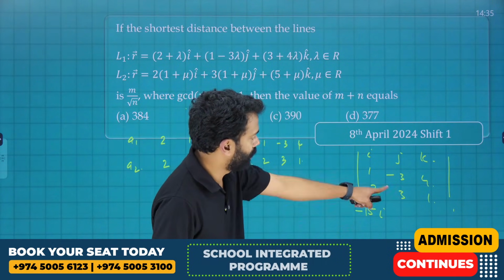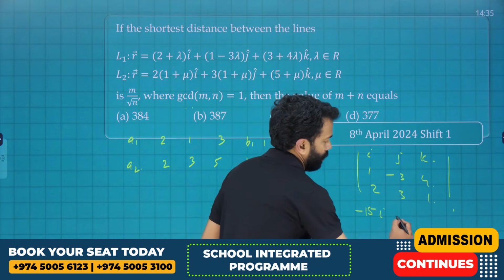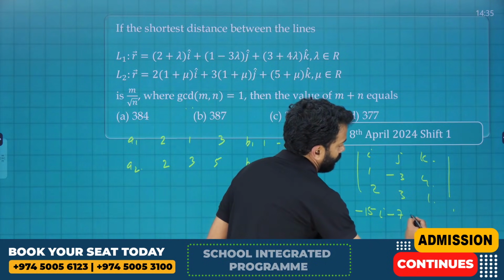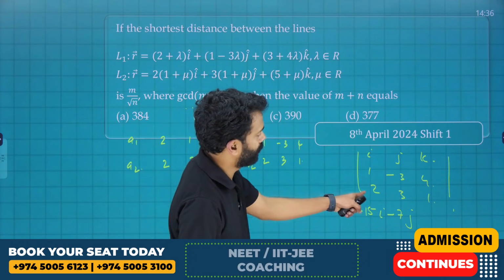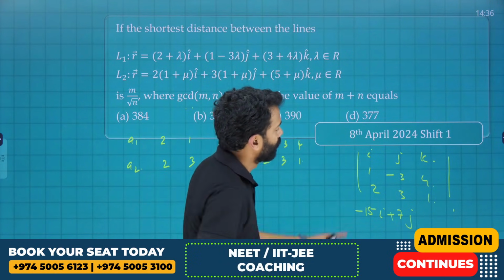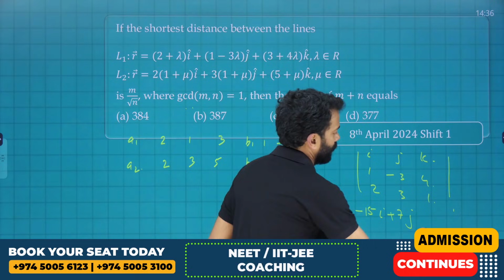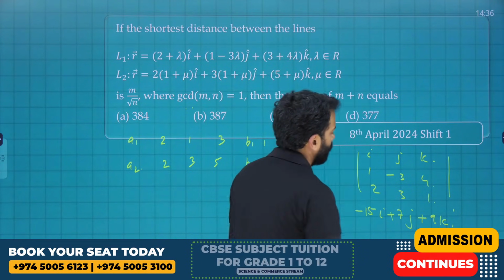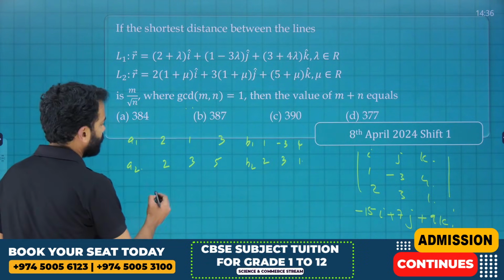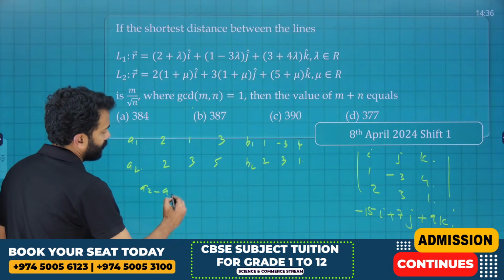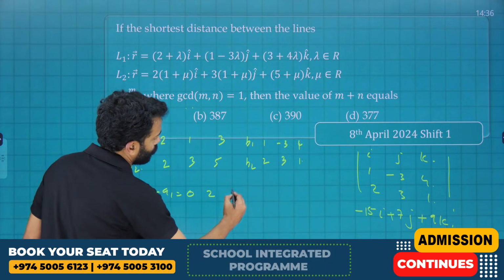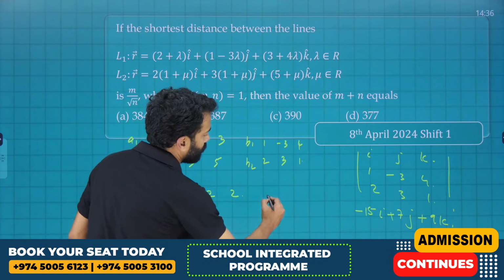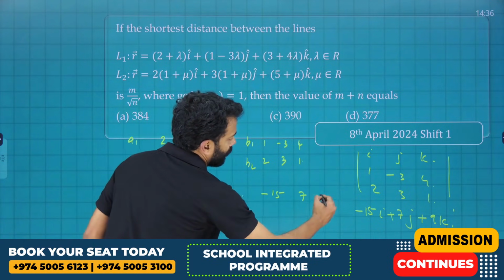And 1 minus 8, that is minus 7j, so plus 7j. And 3 plus 6, that is plus 9k. And what is a2 minus a1? a2 minus a1 is 0, 2, 2, and b1 cross b2 is minus 15, 7, 9.